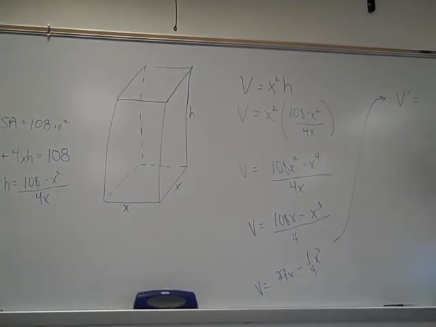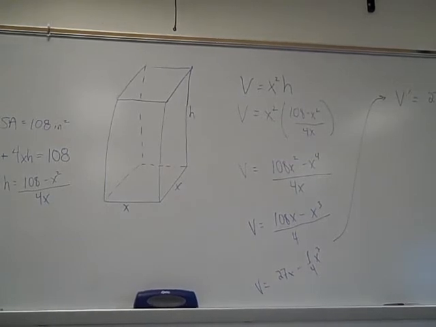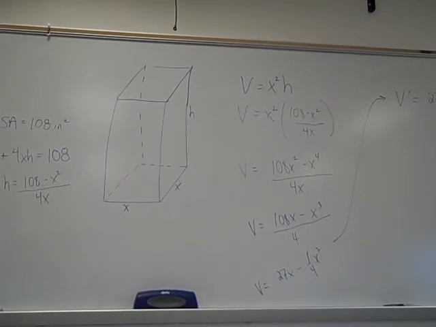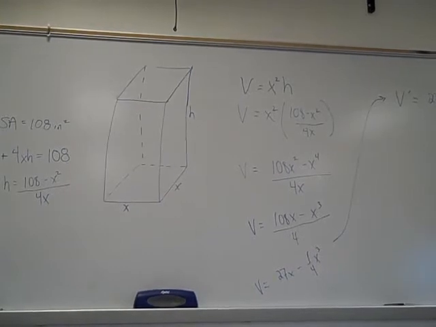So the derivative of V is going to be 27 minus 3/4 x squared. If I'm finding a max, what do I do with that? Set it equal to 0. I can also find out where it's undefined, but I don't have any x in the denominator, so I don't have to. And solve for x. So I'm going to have like 36.